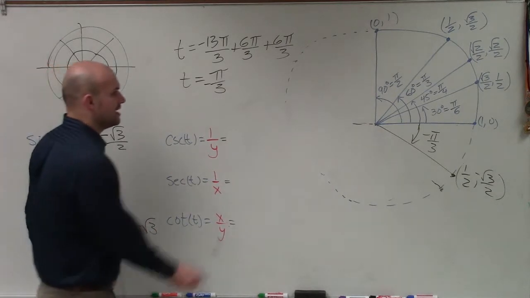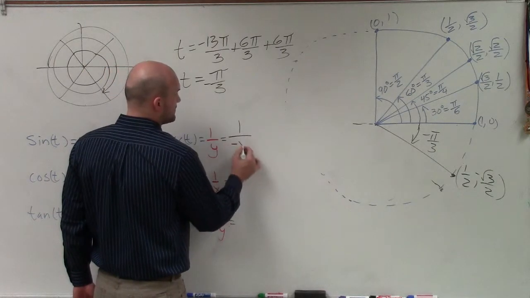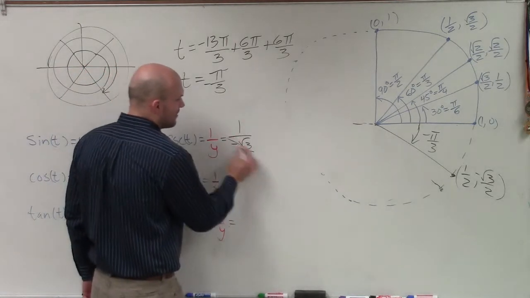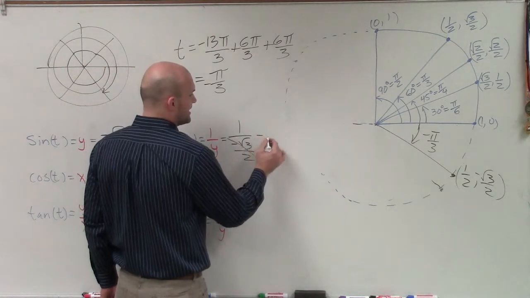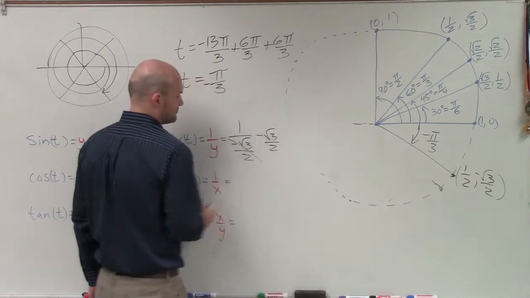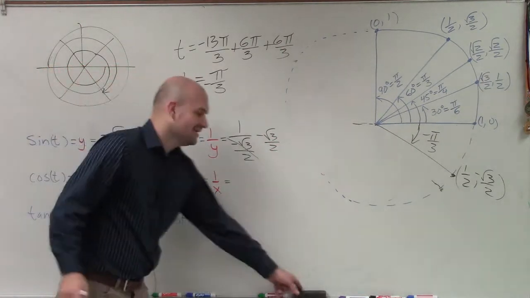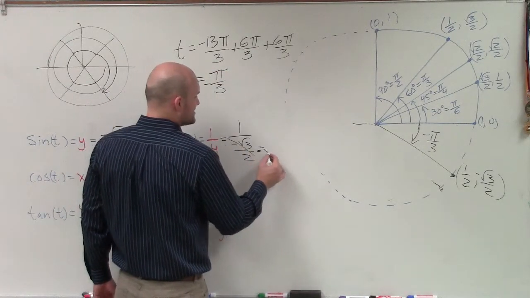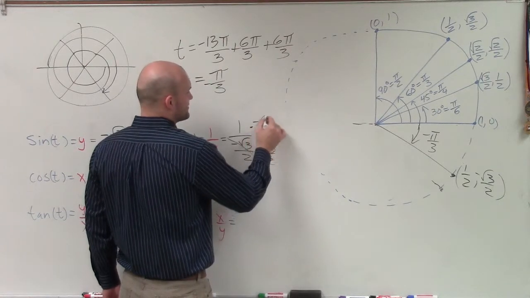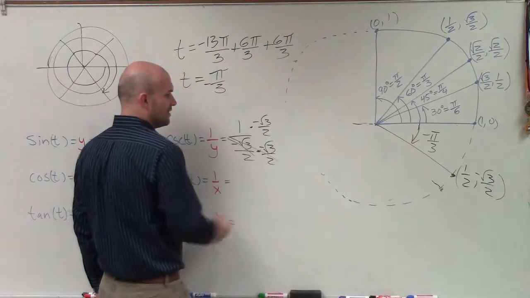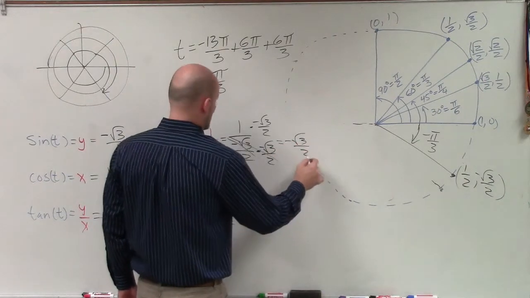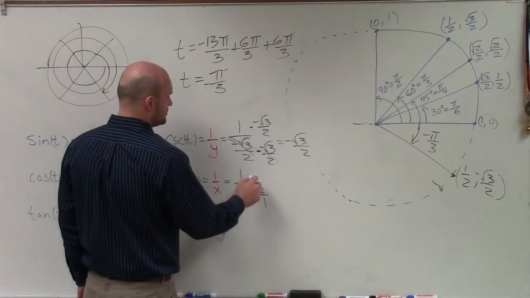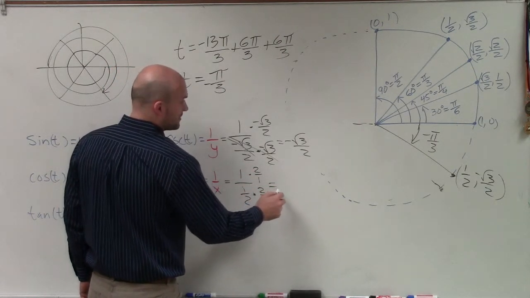For the cosecant, that's going to be 1 over y, so that's going to be 1 over negative square root of 3 over 2. And again, when you multiply by the reciprocal on top and bottom, that's going to multiply to 1, and you're just left with a negative square root of 3 over 2. If you multiply, I might as well just show my work. I don't need more students getting confused by what I'm trying to say. So negative square root of 3 over 2 times negative square root of 3 over 2 multiplies into 1. So I'm just left with the negative square root of 3 over 2. For 1 over x, that's 1 over 1/2. Again, multiply by the reciprocal. And therefore, you're just left with 2.